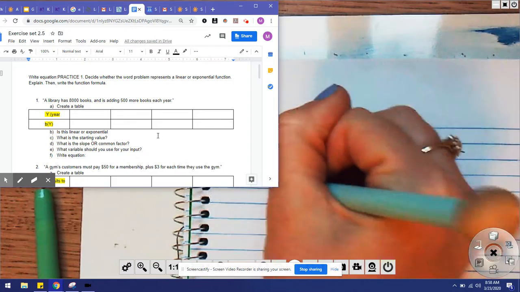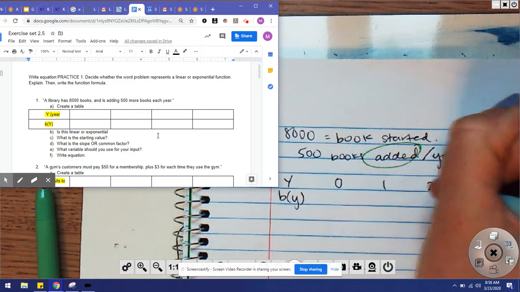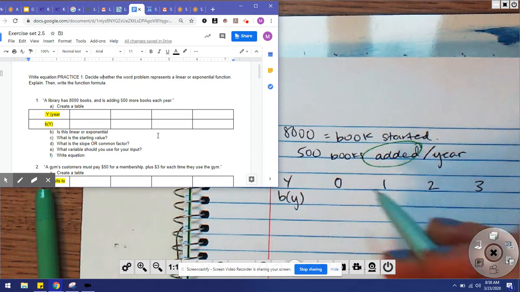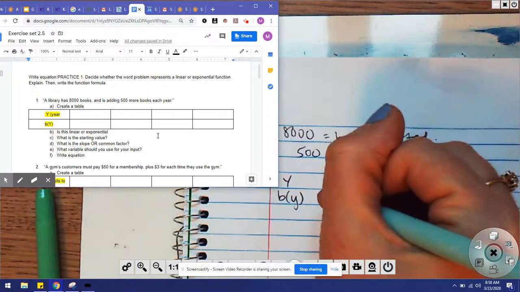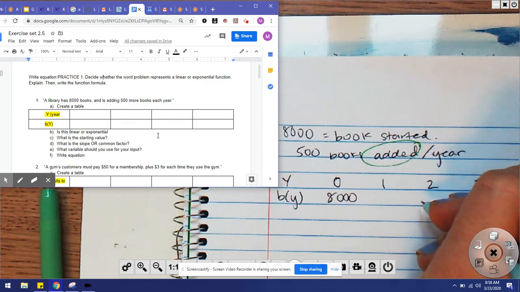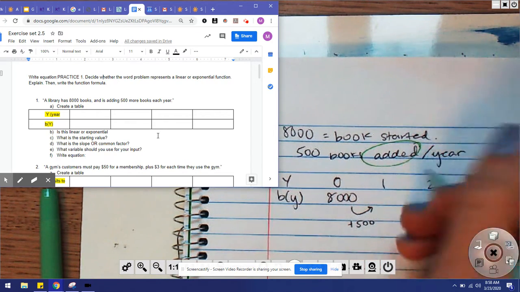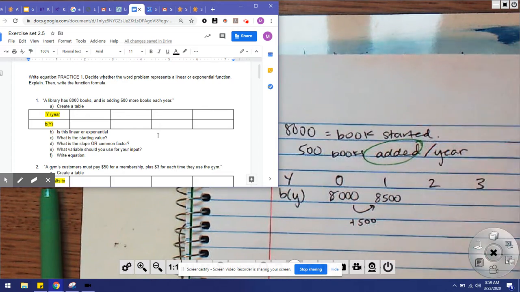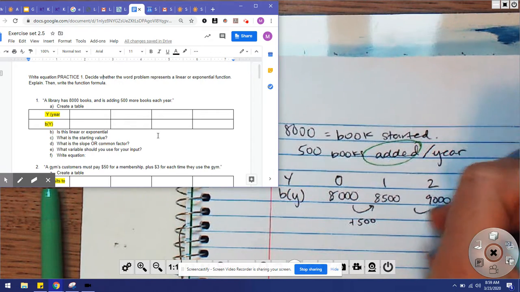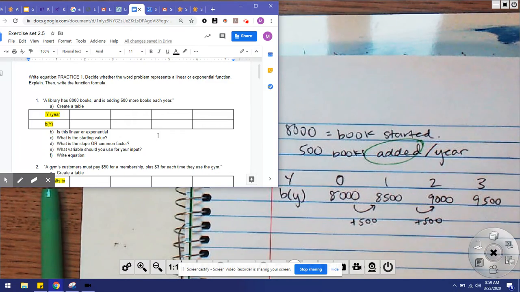The first thing I'm going to do is fill out the table. So I'm just going to fill it out. I'm copying this down just for 0, 1, 2, and 3. At year 0, how many books are there? At year 1, how many books are there? Well, since it says I'm adding 500 books every year, that means it's going to be 8,500. At year 2, I'm also going to add 500 books. At year 3, I add 500 books.